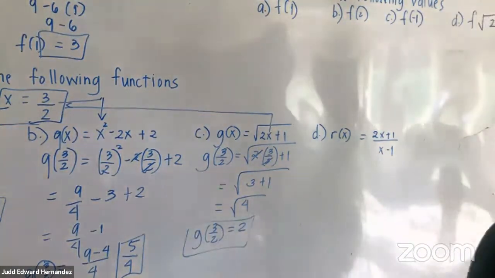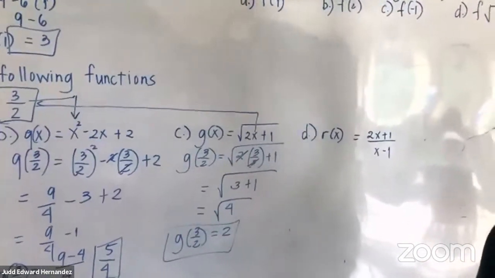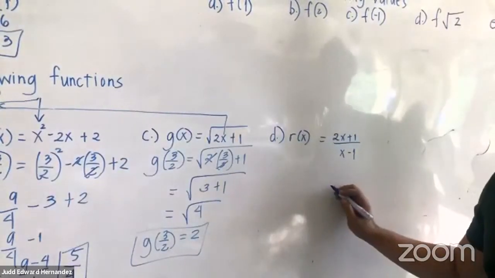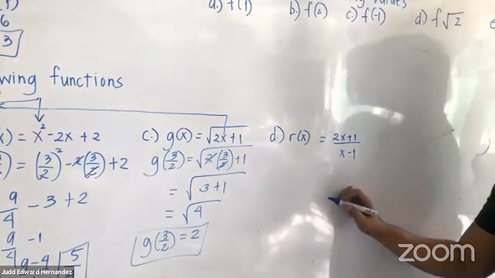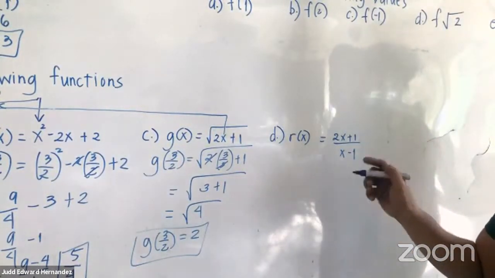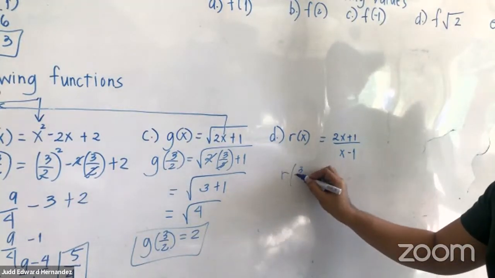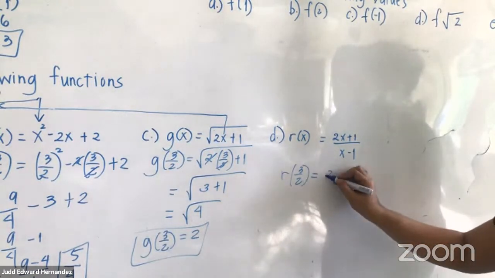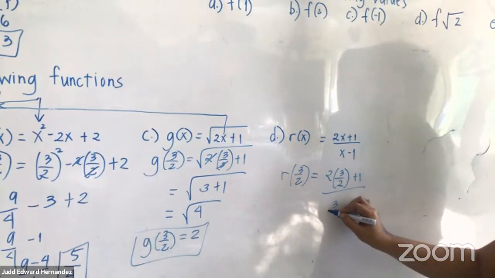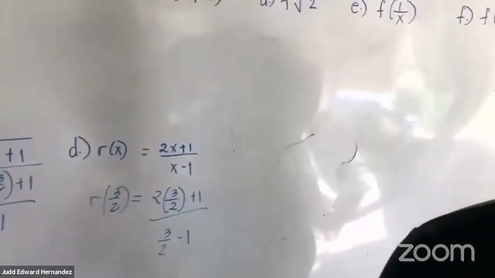Okay, and for the last one, we are given r of x, which is 2x plus 1 over x minus 1. So if we are given this one, again, we will now be trying to replace all the values of x by 3 over 2. And this becomes r of 3 over 2. And we'll be having 2 times 3 over 2 plus 1 over 3 over 2 minus 1.